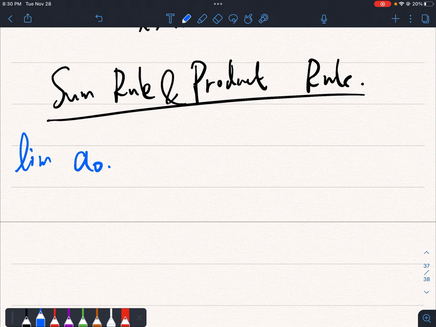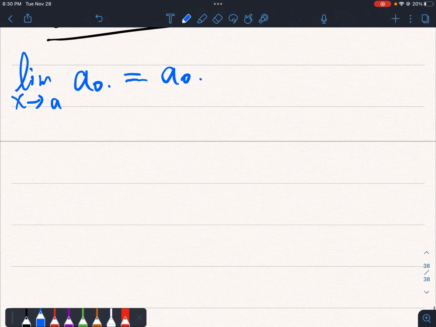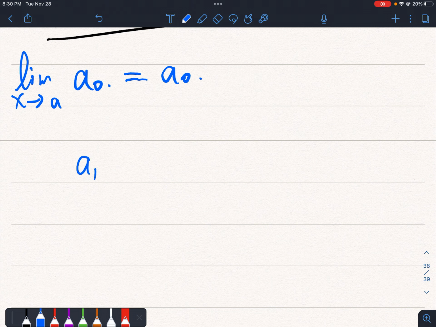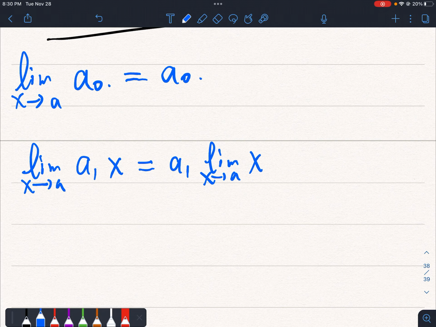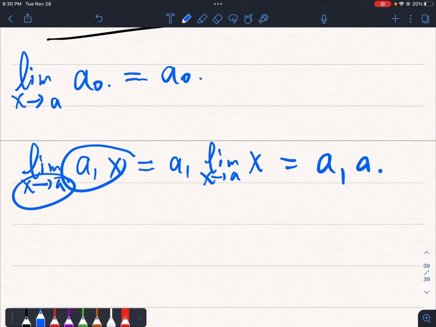First, let's look at the first term, a naught. If we look at the limit as x approaches a, then this is a constant. This is simply a naught. Now let's look at the first order term, a1x. The limit of a1x is, by scalar multiplication, a1 times the limit as x approaches a of x. So this is a by the lemma. So this will converge to a1a, which is just you plug in the value x equals a.